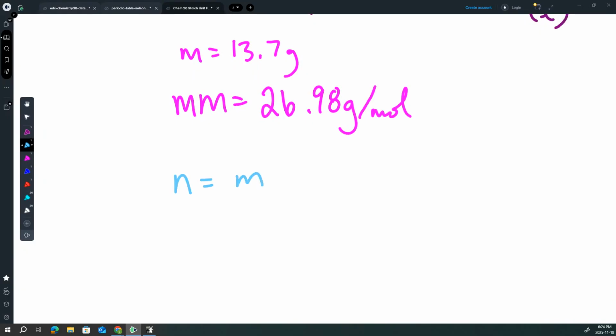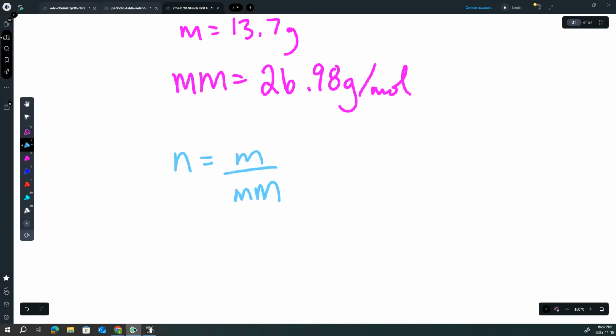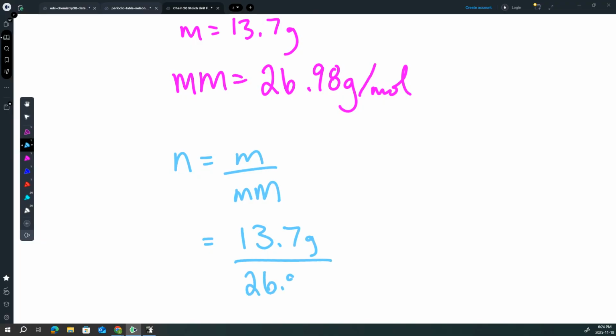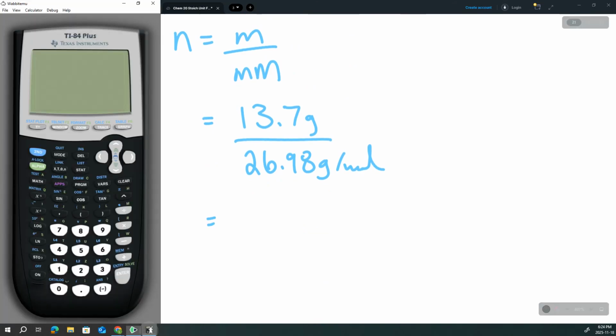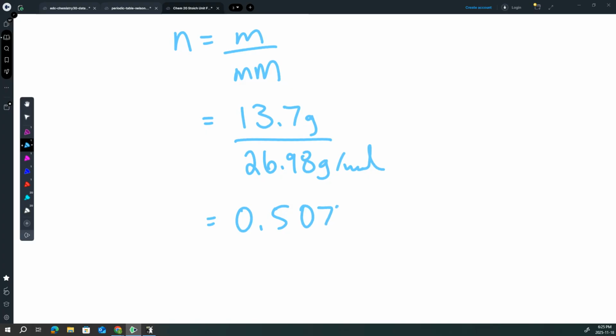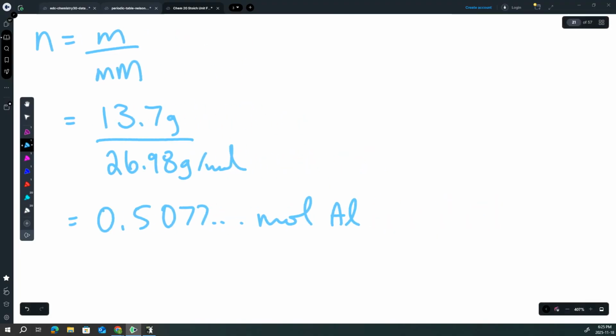So moles is equal to mass divided by molar mass. Let's substitute in our numbers. So 13.7 divided by 26.98 grams per mole. So when I divide those two numbers, 13.7 divided by 26.98, that's going to be equal to 0.5077, goes on forever. And that will be moles of aluminum.